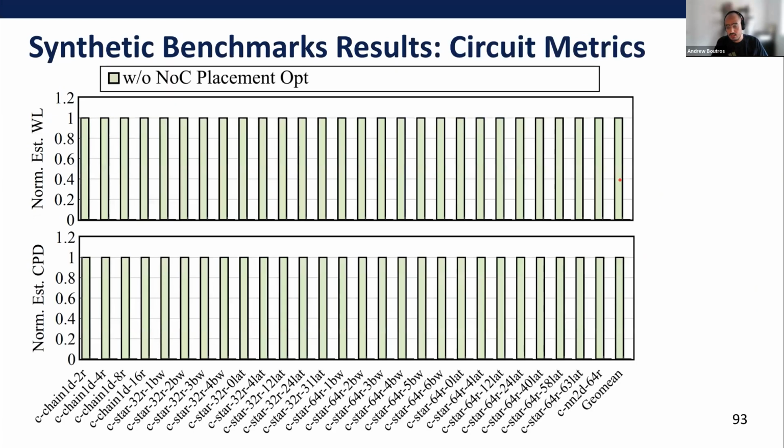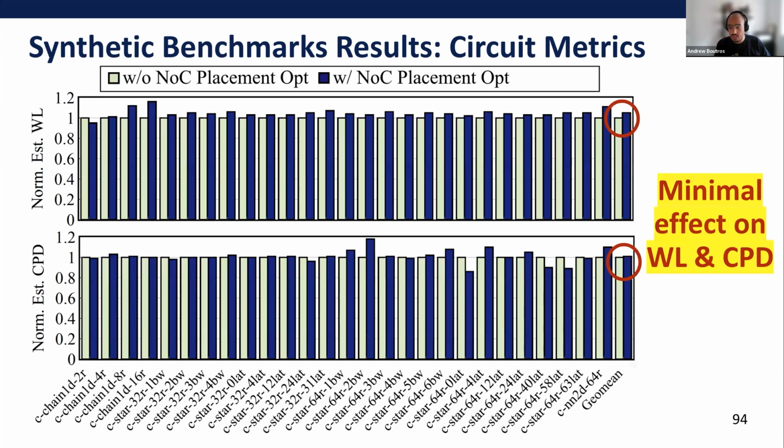On the other hand, while the tool is optimizing those NoC metrics, it's also optimizing the rest of the circuit metrics, things like the critical path delay and wire length. So we want to make sure that adding this NoC optimization component did not mess up the rest of the circuit metrics. This is showing the wire length and critical path delay normalized to without incorporating NoC placement, and you can see that it has very minimal effect on those metrics. So from those results, we make sure that the tool is behaving as we intended: it's optimizing NoC metrics well, and it's not messing up the circuit metrics.